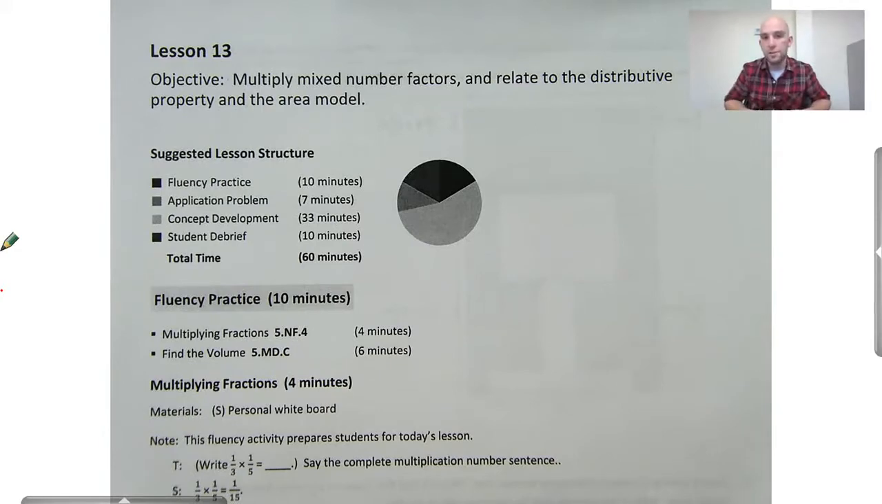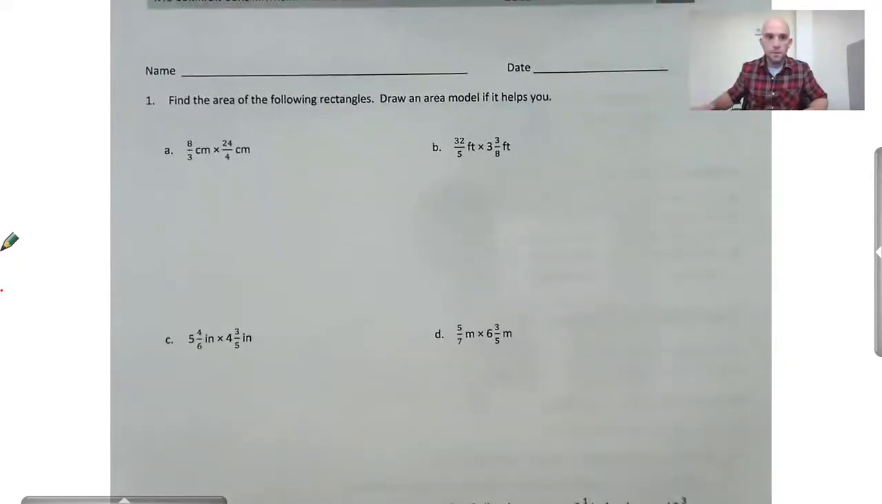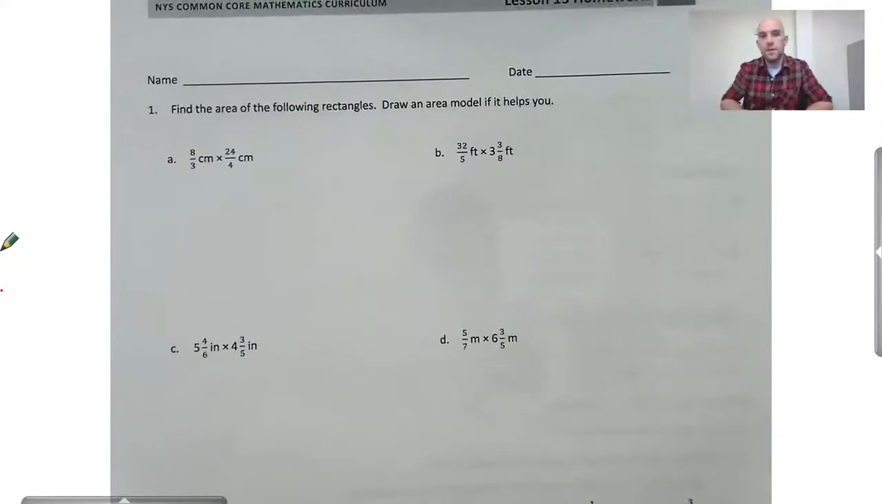5, lesson 13. We're going to multiply mixed number factors and relate to the distributive property and the area model. So number 1 says find the area of the following rectangles. Draw an area model if it helps you.